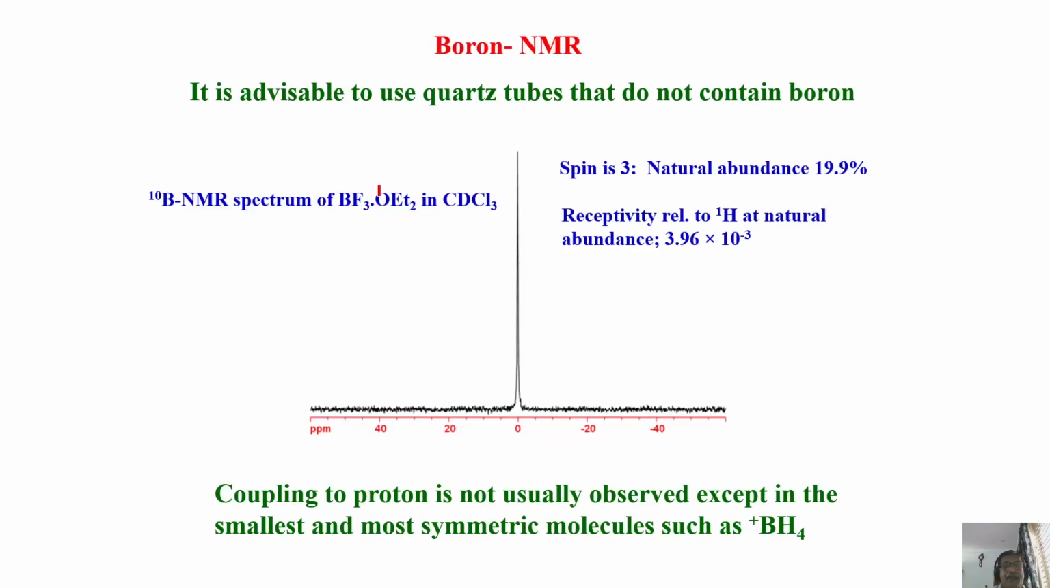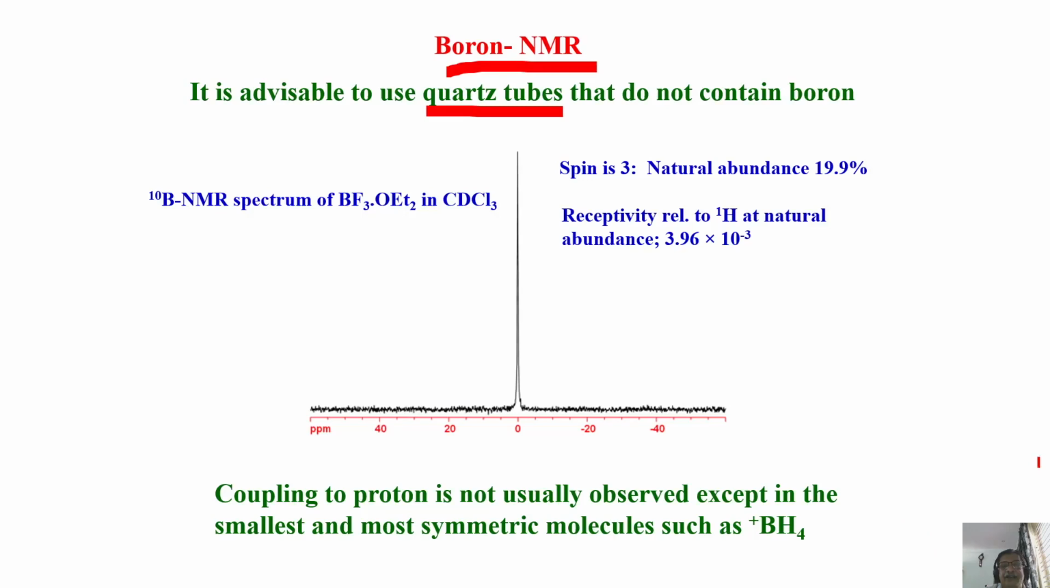Okay, now we'll go to boron NMR. Boron is something which, borosilicate glass is there. NMR tubes sometimes contain boron. They are made of borosilicate glass. So if you are looking for boron, you should not use borosilicate glass because you get a boron signal from the NMR sample tube. So the advised thing for such a situation is to use quartz tubes. Remember, you have to use quartz NMR tubes when you want to study boron NMR.